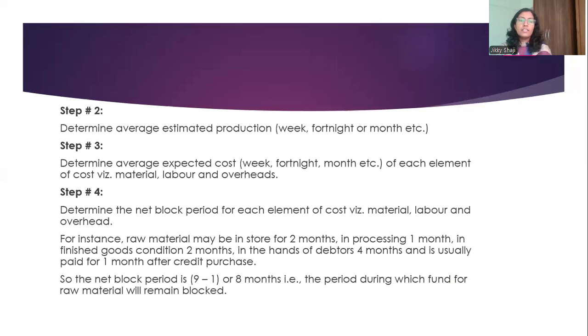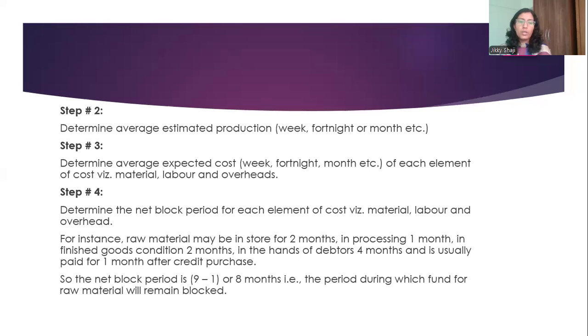Then determining the net block period for each element of cost, that is how much is the block period for material, labor and overhead. Take an example that in a firm, raw material may be there in the store for 2 months. The time to convert raw material into finished goods may be 1 month processing. Finished goods will be remaining in the store maybe for 2 months. Maybe in the hands of debtors, that is till we get money, maybe 4 months. And usually paid 1 month after credit purchase. So these many time lags are there.